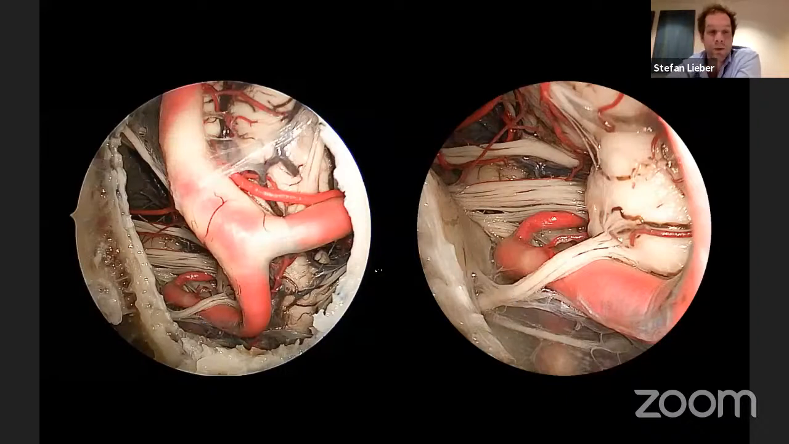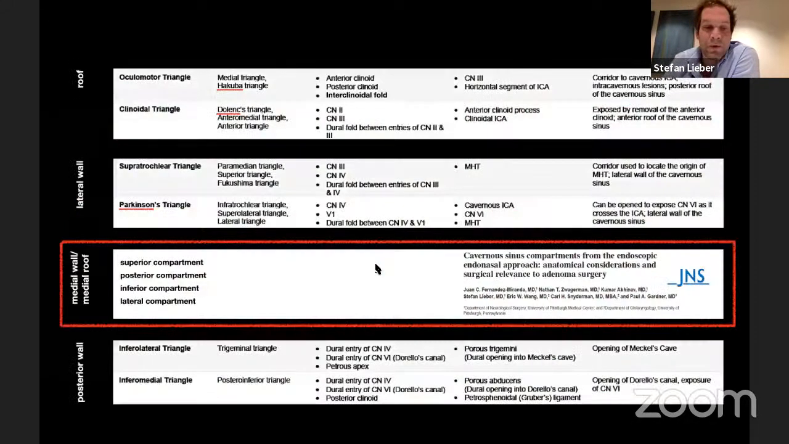Just finishing with some of the cavernous sinus. This is a bit more lateral towards the pterygoid, a transpterygoid exposure towards the middle fossa floor. There are various ways of organizing the cavernous sinus from the endonasal perspective. This is one way of doing it. It was a paper published by Juan Fernandez-Miranda in Pittsburgh, where we based this on the morphology of the ICA.